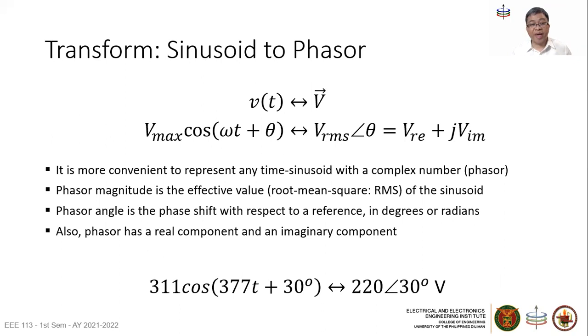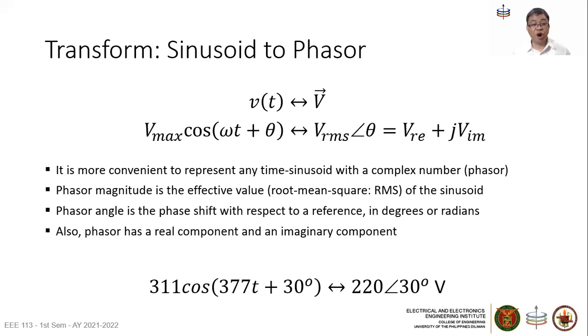Let me introduce to you a transformation. So in our previous diagram, we showed a sinusoidal voltage and we showed a phasor in terms of magnitude and angle. So basically what we're saying here is if you have a time domain signal here, then we can represent this in this way, which actually looks familiar to many of us. This is a complex number with a real part and an imaginary part.